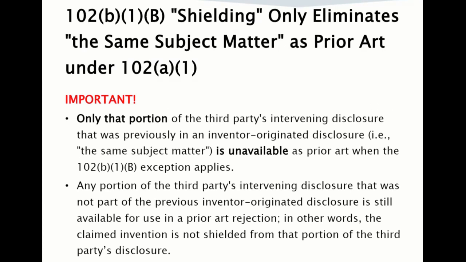If only a portion of a third party's intervening disclosure is shielded by previously disclosed same subject matter in an inventor-originated disclosure, this does not affect the availability of the remainder of the intervening disclosure, which may still be available as prior art.